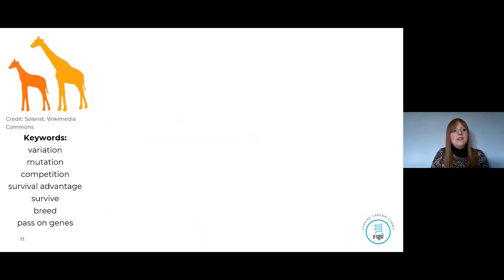Here are our giraffes. In the evolution of giraffes, they didn't always have super long necks. Some had short necks, some had long necks, like the example that you can see there on the left-hand side. So our keywords are exactly the same, but it's just a different example. So we're asking ourselves, how did giraffes evolve to have a long neck?